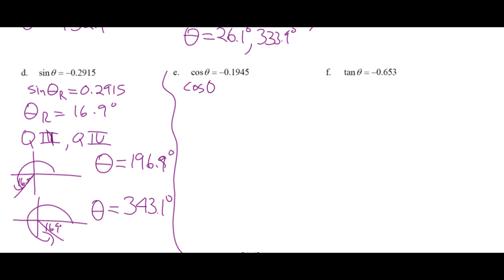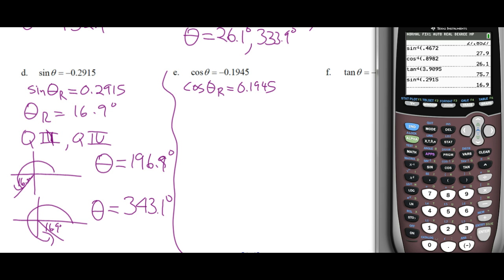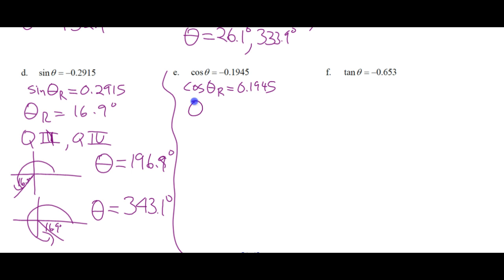Okay, so we lead off with the cos of the reference angle is positive 0.1945. And then we go to here, we go second cos inverse 0.1945. So we have a reference angle of 78.8. Cosine is positive in quadrant 1 and quadrant 4. I'm not drawing the quadrant 1 angle because that's a waste of time. So the quadrant 4 angle is 78.8 degrees. So that's 281.2. Why is it?